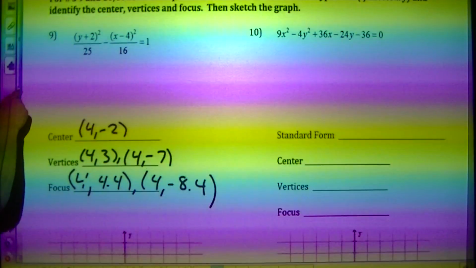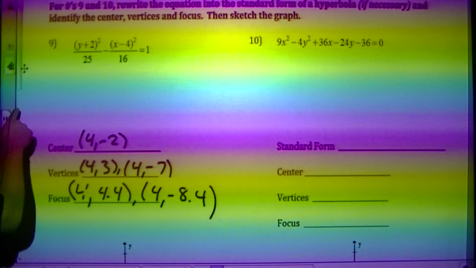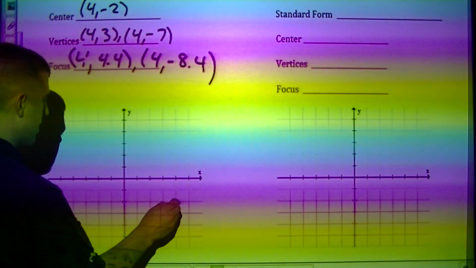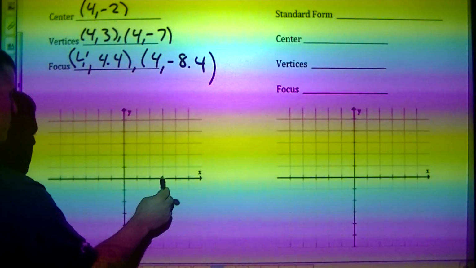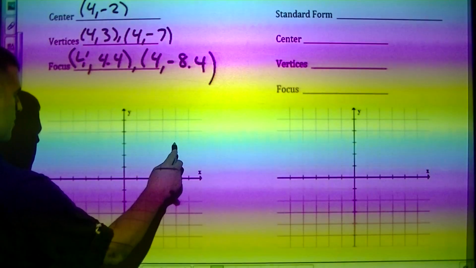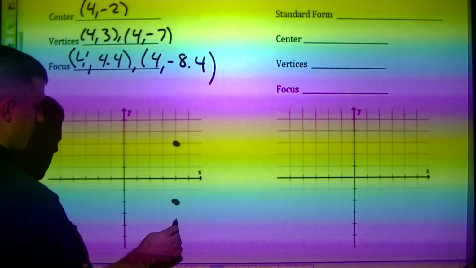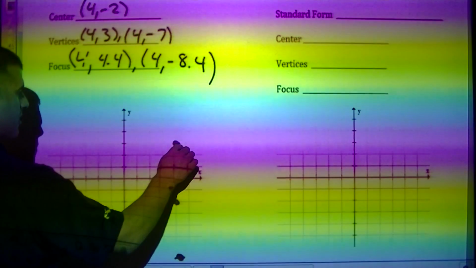Now, as I graph this, here's the concept. First I'm going to graph that center, (4, -2): 1, 2, 3, 4 over, down 1, 2. Okay, there's my center. My vertices are at (4, 3): 1, 2, 3, 4 over, up 1, 2, 3. And (4, -7): 1, 2, 3, 4, 5, 6, and 7. Now I know it's going to go this way.